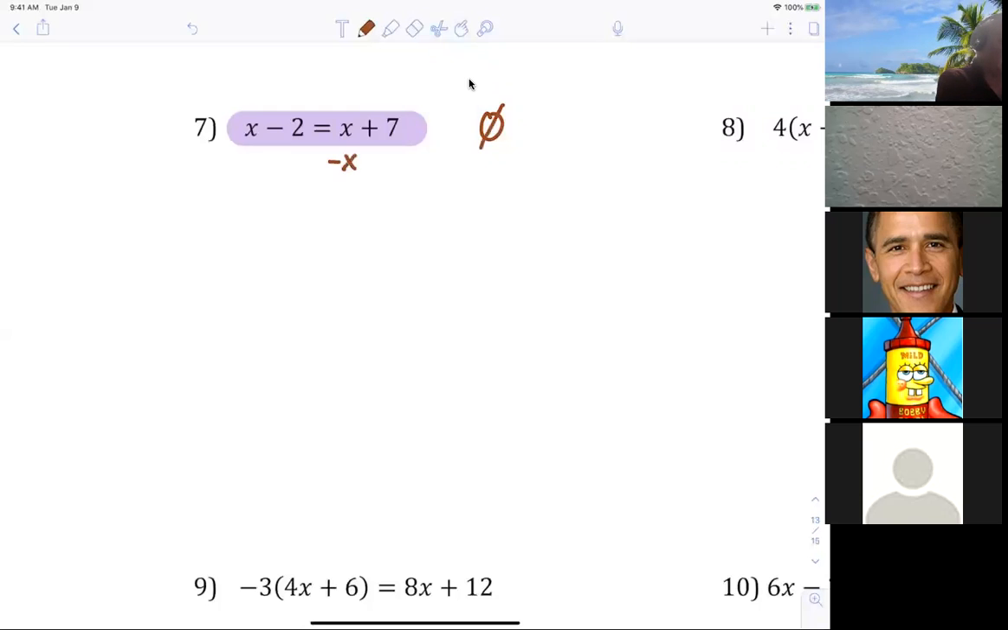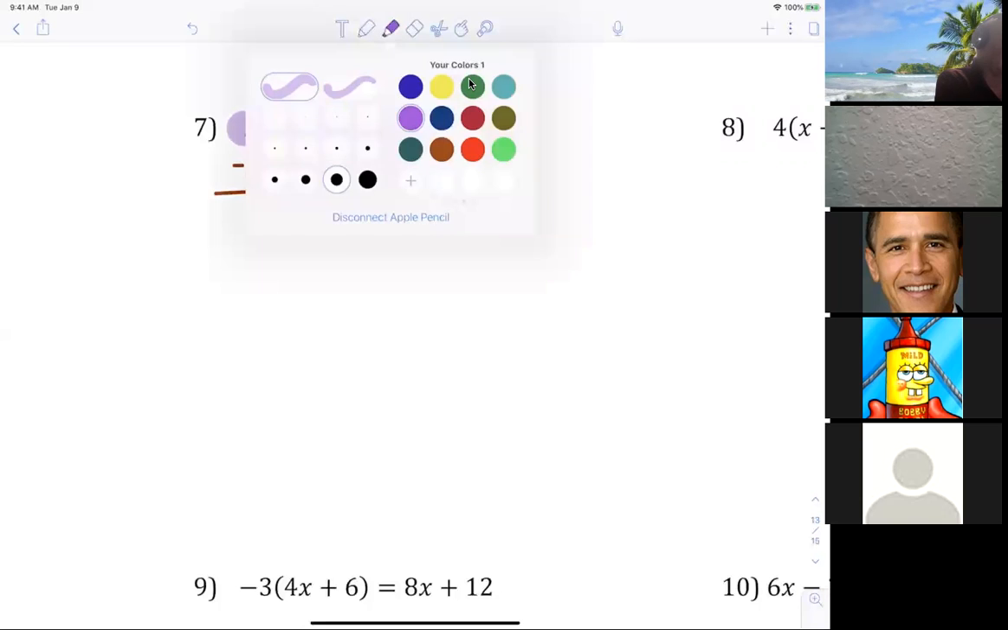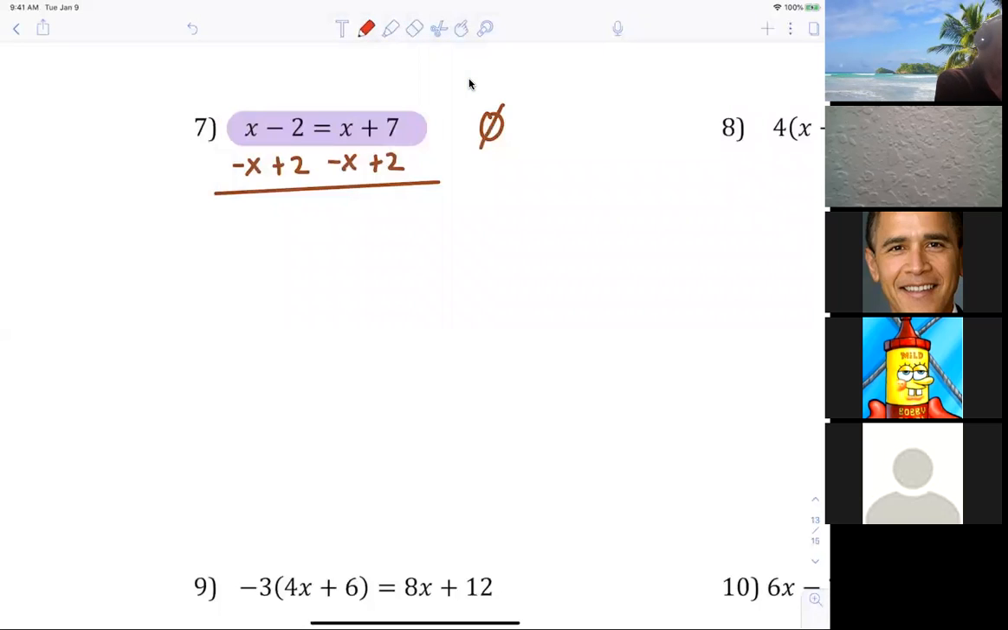If I move my variable to the left and I move my number to the right, something happens. Everything on the left side cancels out. The x and the negative 2 and the 2 cancel, so I end up with 0. And then this cancels. Does 0 equal 9? No, 0 does not equal 9. Therefore, it is no solution.